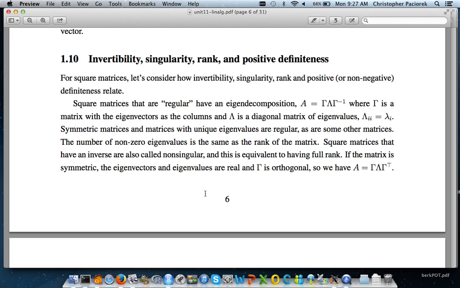Okay, so if the matrix is symmetric, then it turns out the eigenvectors and the eigenvalues are real, which doesn't necessarily have to be the case in this other context. And gamma is actually an orthogonal matrix. So in that case, gamma inverse is going to be the same as gamma transpose, and this is the eigen decomposition that we're usually thinking about in a statistical context. So we can decompose it as a matrix of columns, which are the eigenvectors, and then weights, which are the eigenvalues, which are the values on the diagonal of this lambda matrix.